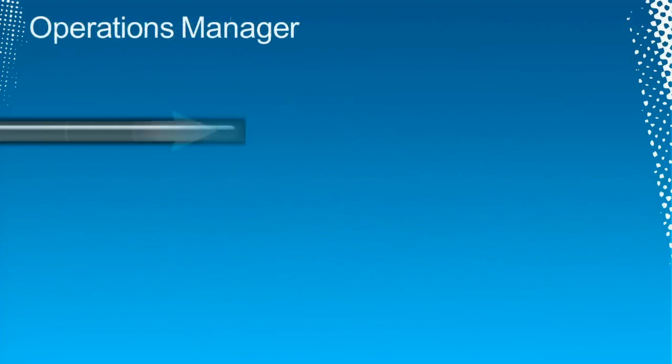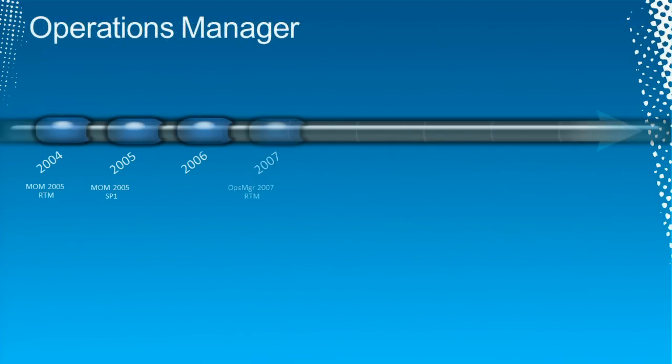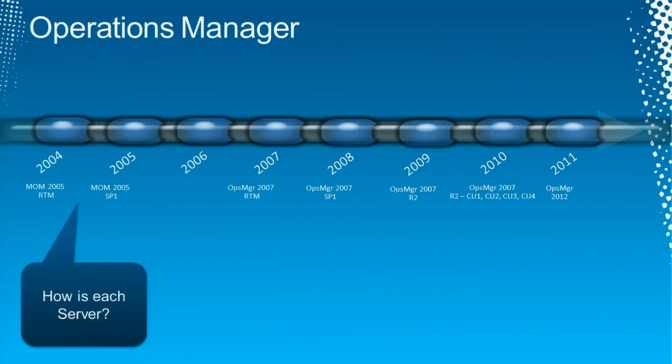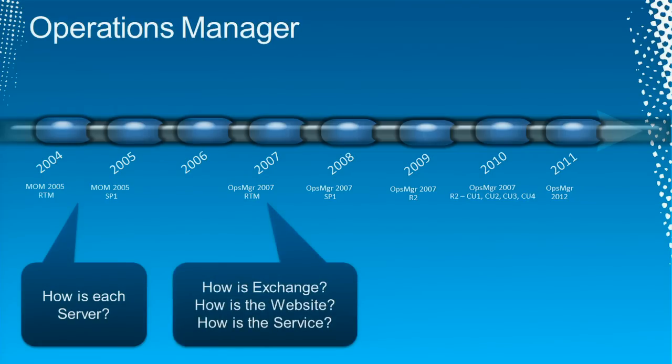All right, so Operations Manager, let's kind of get into this. So we've got this rhythm where about every year or so we're giving you something else. When you look back at MOM 2005, really the story we were telling was, how is your server? Right? It was a very server-centric model. In 2007, we released Ops Manager 2007. It was really more around the app, or it started to be anyways. How is Exchange? How is the service?